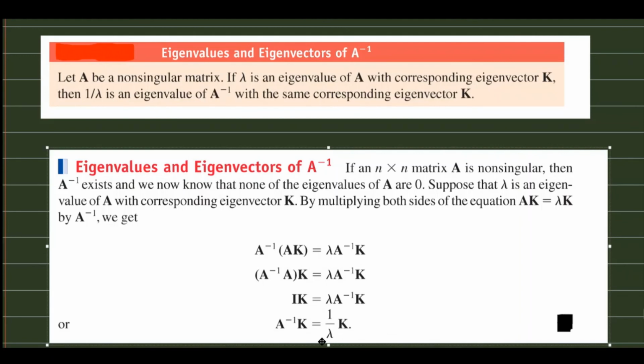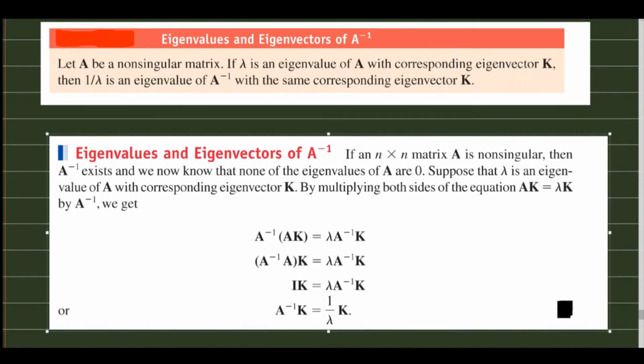So by the definition, it means that 1 by lambda is the eigenvalue of A inverse and k is the eigenvector corresponding to the eigenvalue 1 by lambda. So if lambda is an eigenvalue of A corresponding to the eigenvector k, then 1 by lambda is the eigenvalue of A inverse and it corresponds to the same eigenvector k. So there is no change in the eigenvector.